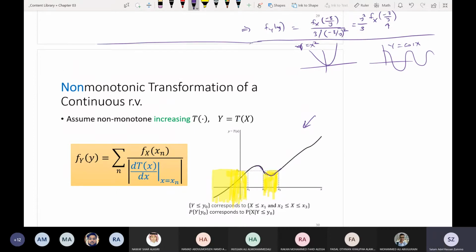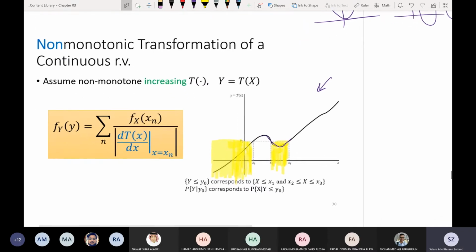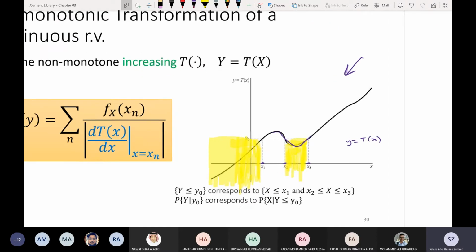All these are non-monotonic functions. Now, I would like to find the PDF of y in terms of the PDF of x in this case. You can notice here that we have several zeros, x1, x2, x3, which are the solutions of y equals T of x. So if we solve for this, we have three solutions, and all of them correspond to the same value, y0.